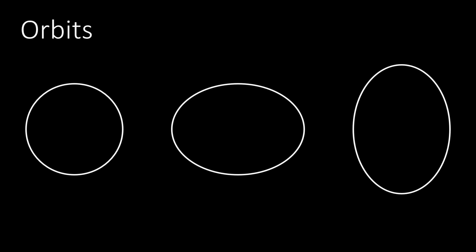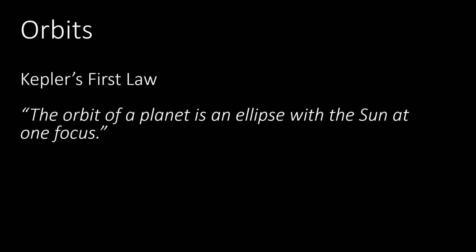Orbits. They come in many shapes and sizes, widths and lengths, eccentricities and inclinations. However, as per our friend Johannes Kepler and his first law, we know that the orbit of a planet is an ellipse with the sun at one focus. This law also applies to satellites in orbit around the Earth.